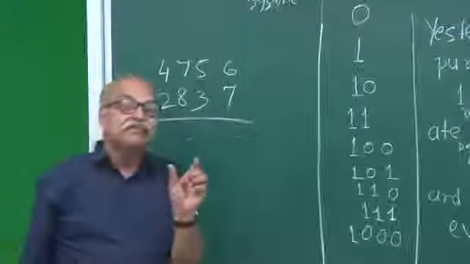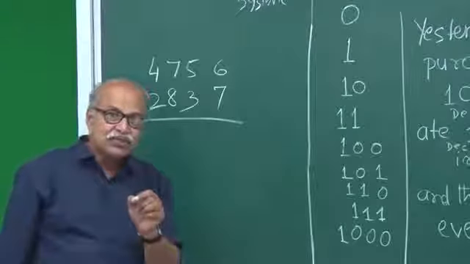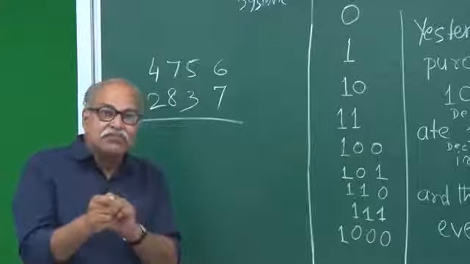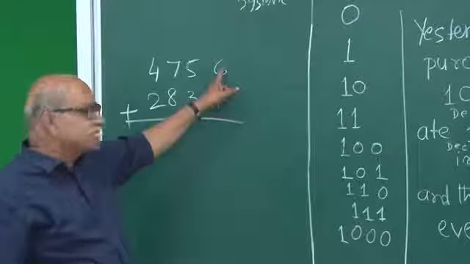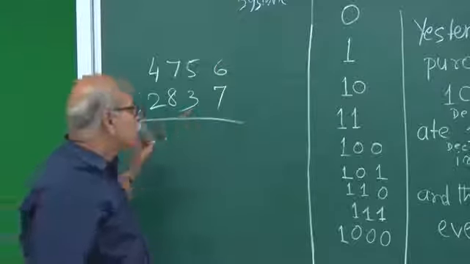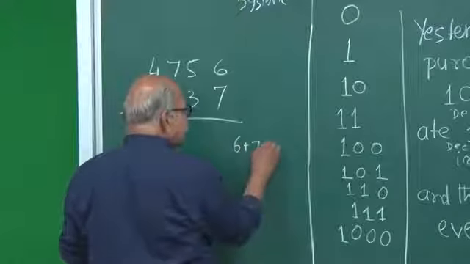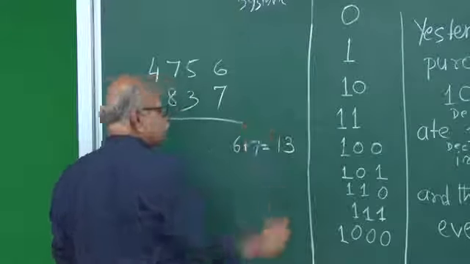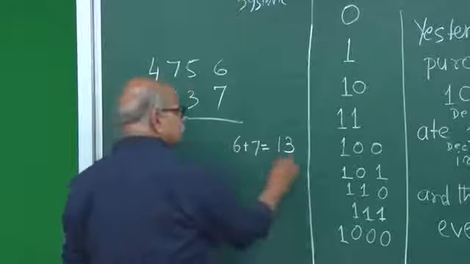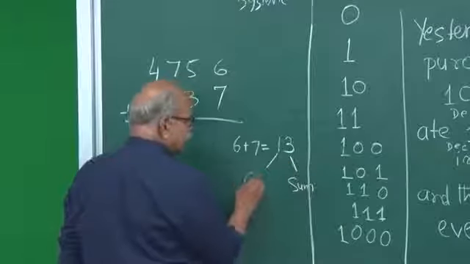What is the basic rule I should know? The basic rule that I should know is how to add two one-digit numbers. So, I have here 6, I start from the right side, 6 plus 7. So, I should know what is 6 plus 7. And when I say it is 1, 3, I am using two symbols, 1 and 3, and this I call sum and this I call carry.